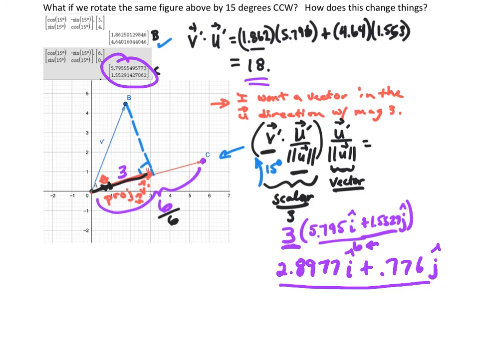Now, does this make sense? Well, let's try to plot it on the graph here. So I plot the point that corresponds to that. That's right about there. And voila. There is my vector, which is the F parallel. And in this case is V parallel.